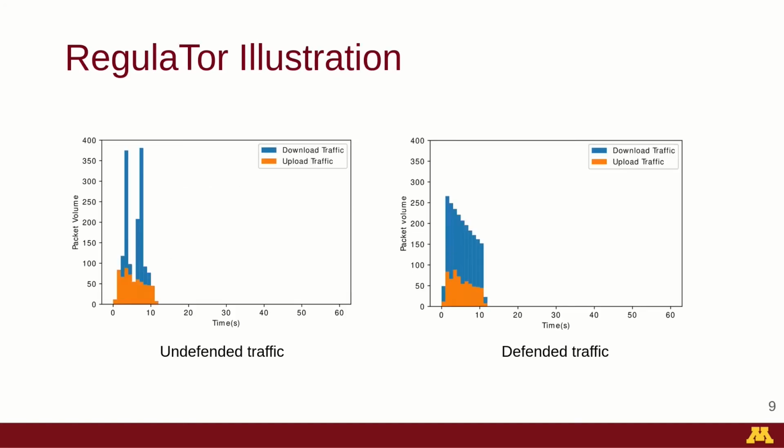And then here's an illustration of the regulator defense. So you can see in the undefended traffic, there are a couple of large surges of download traffic that occurred around 3 and 7 seconds in, though in this case upload traffic is fairly constant. And then the defended traffic sends a fair amount of traffic early, but then when these surges come in, it delays some of those packets to form this sort of curved pattern.